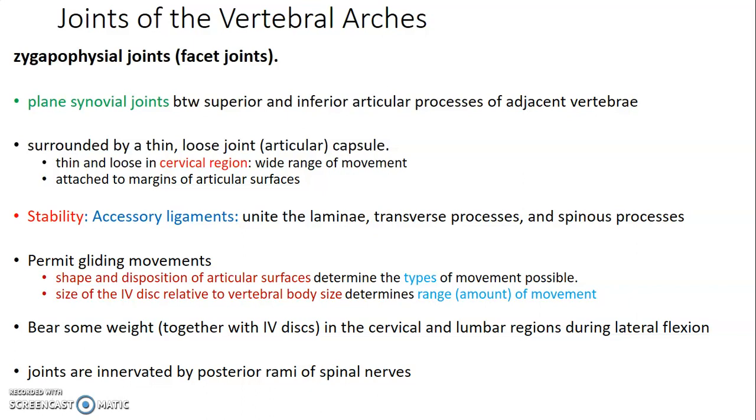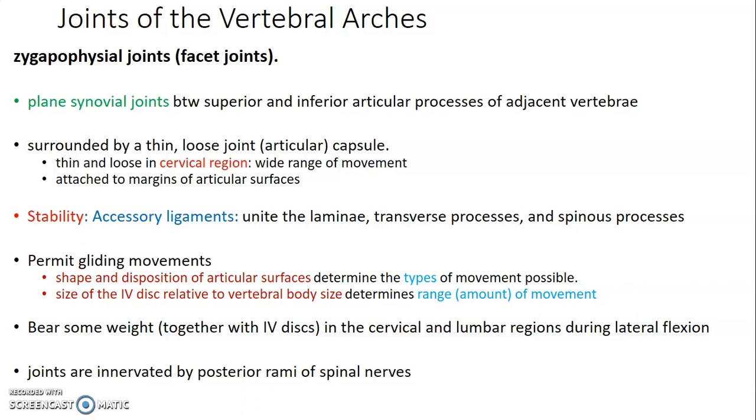What may ensure stability of the zygapophyseal joints? We have the accessory ligaments. These are the ligamentum flava that unite the laminae, the intertransverse ligaments that unite transverse processes of adjacent successive vertebra, and the interspinous and supraspinous ligaments of the spinous processes. Zygapophyseal joints allow gliding movement.